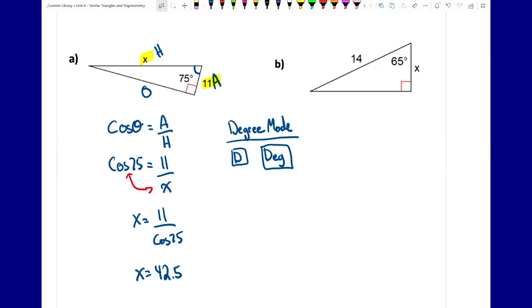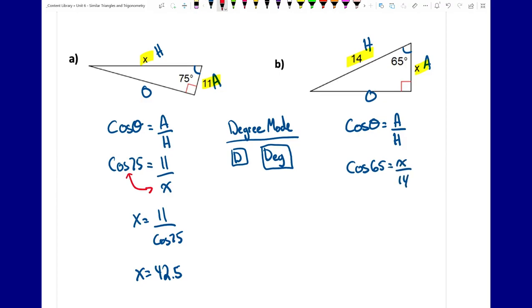For B, again, we have our reference angle, we have our hypotenuse, which is across from the 90 degrees, and we have our adjacent, which is beside our angle. And then we have our opposite. Again, we're going to label everything just for reference and for practice to make sure we get into those habits. So I'm dealing with A and H, so that means cosine, or the cosine ratio. I'm going to fill in my information. So cosine of 65 is equal to x over 14.